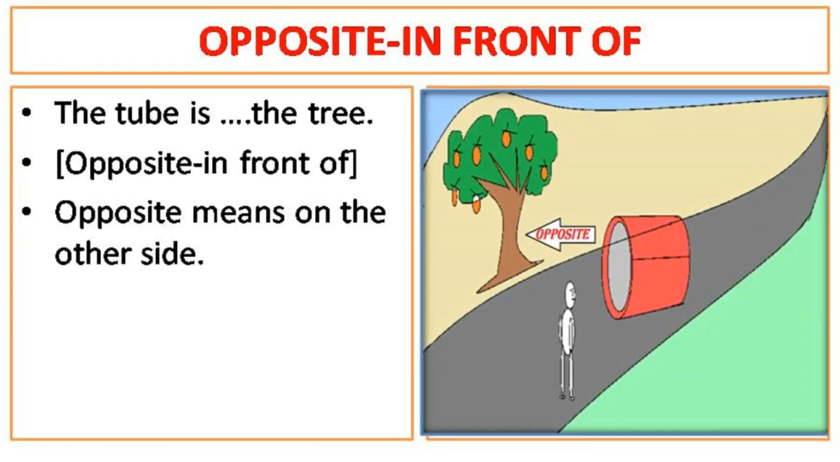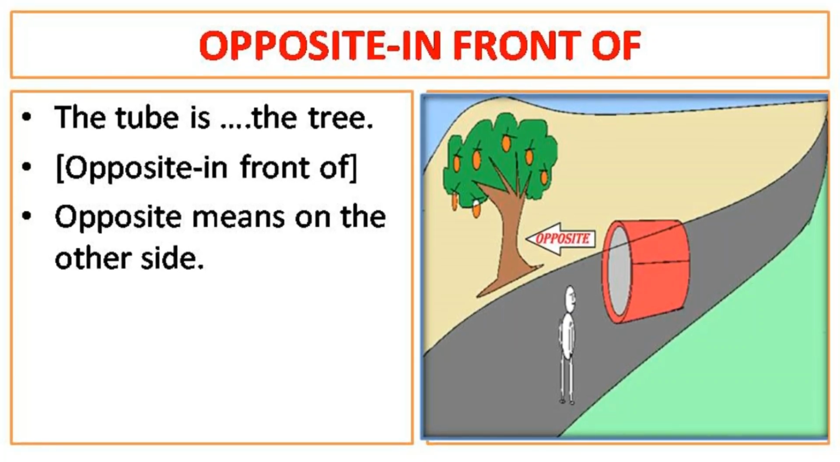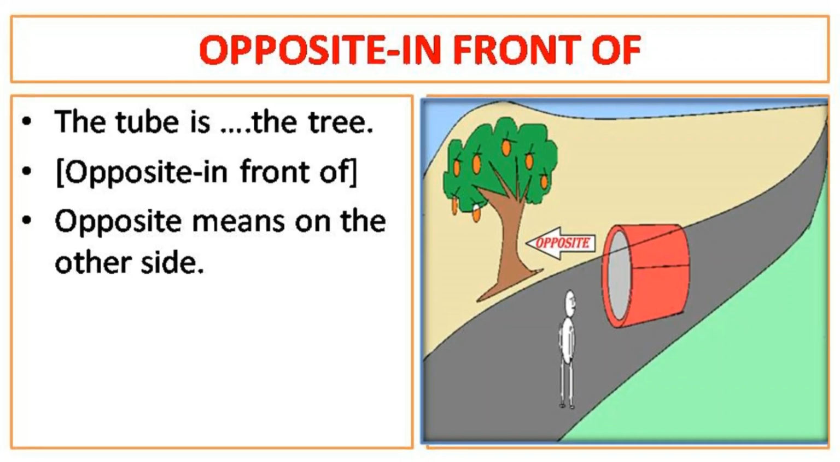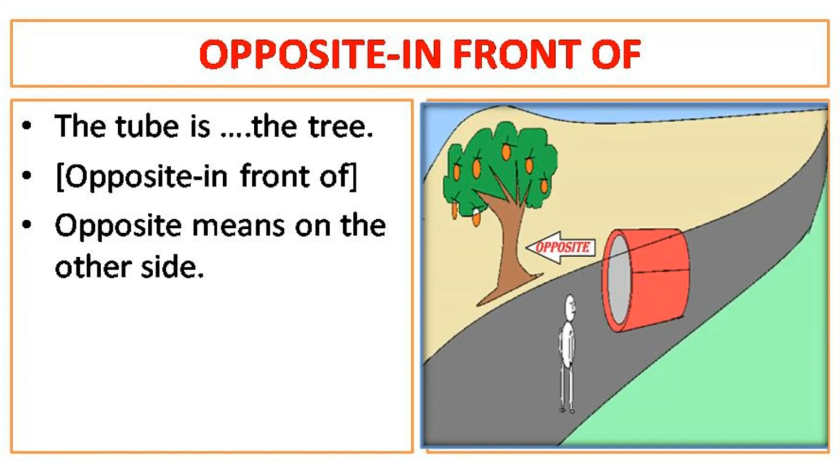Opposite or in front of. The tube is dash the tree, opposite the tree or in front of the tree. Opposite the tree. Opposite means on the other side.